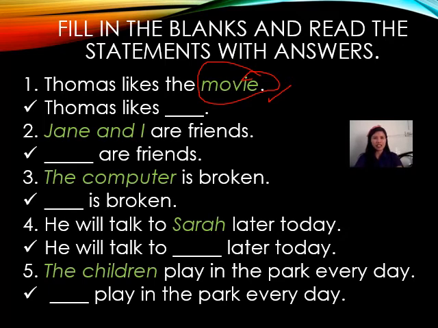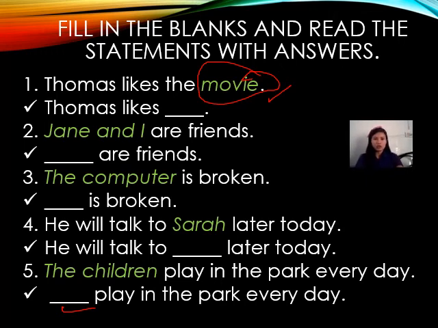Easy. Okay, so class, I want you to change number two, Jane and I. Number three, the computer. Number four, Sarah. Number five, the children. Okay, the children are many, so it's plural. What would you say here? Okay, what is the answer here? Okay, don't forget again, subject pronouns are on the left, object pronouns are on the right.